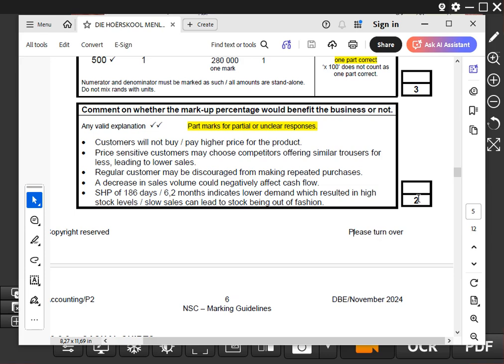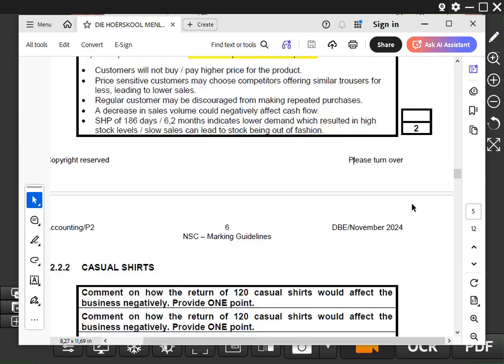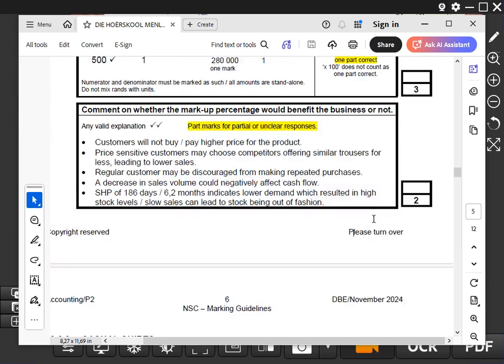There's your 2 marks. Straightforward. Okay. You have a memo.